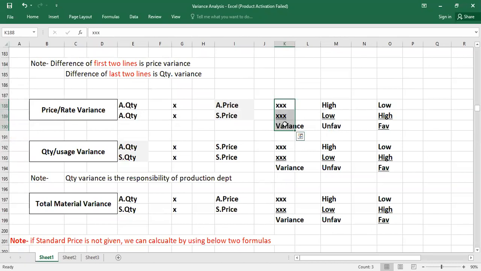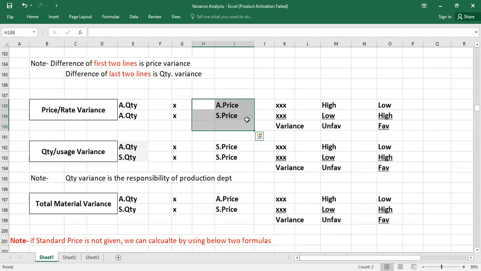Now the question is whether this is an unfavorable variance or a favorable variance. If the first line's answer is higher and the second is lower, this is going to be unfavorable. Why? Because it's a price variance. Whenever your actual price is more than standard, it should be unfavorable. And if the answer of the first line is lower and the answer of the second line is higher, this is going to be favorable, because a favorable price variance occurs when your actual price is less than the standard price.